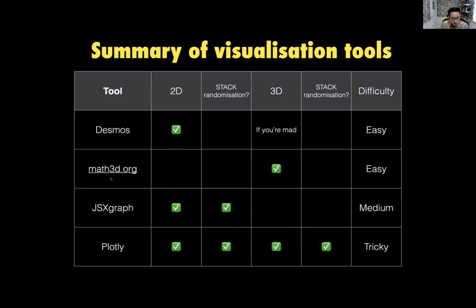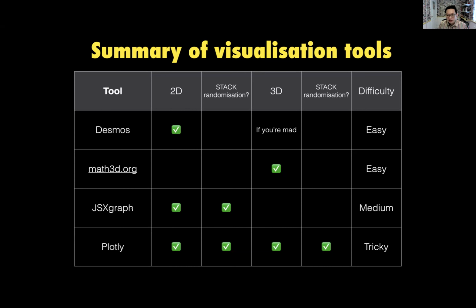So I've got Desmos, Math3D, JSXGraph, and Plotly. Desmos is really good at doing 2D things. It's really easy to work with. Please don't try to do this in 3D. It's quite a crazy exercise. Math3D is good at doing 3D things. Again, these are easy, but it doesn't have any randomization capability. I mean, you can randomize it through the website itself, but not with Stack.